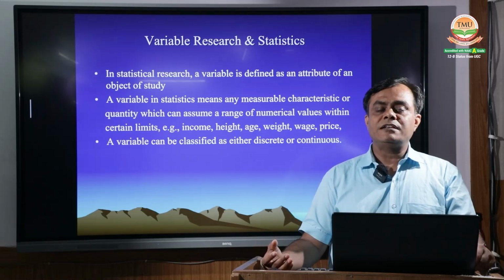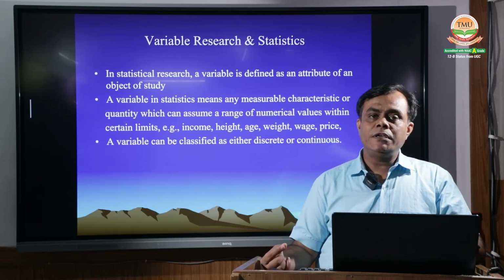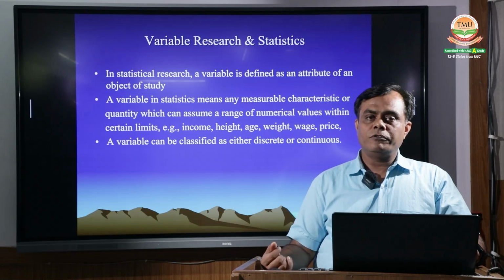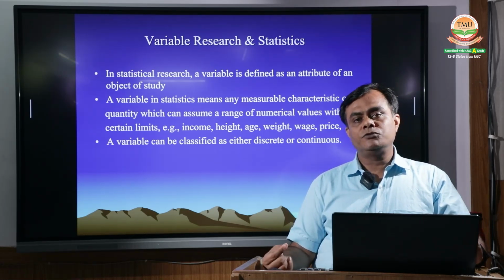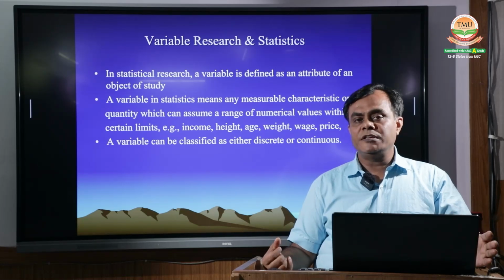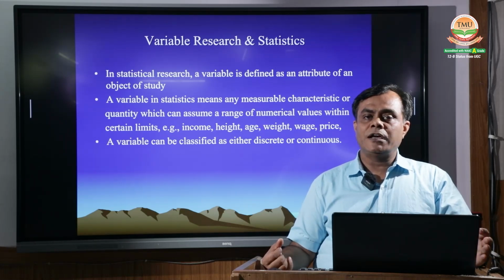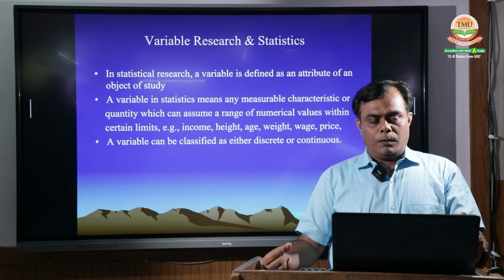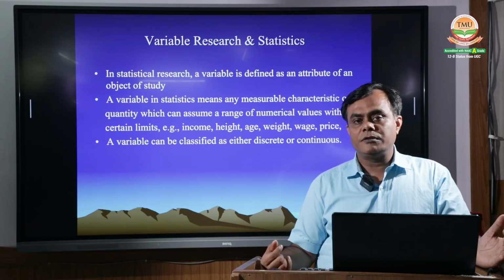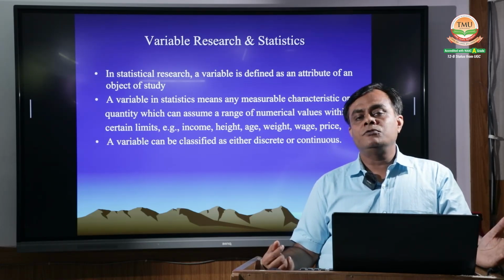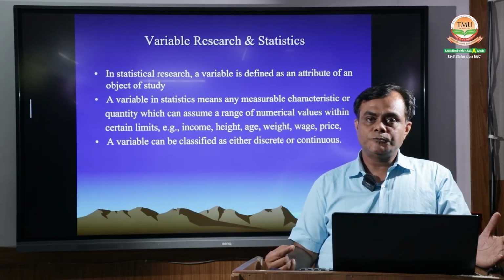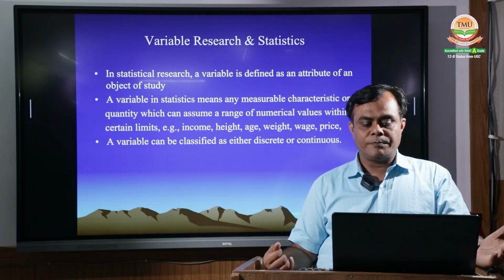Simply, we can say that a variable might be a quantitative variable or a qualitative variable. It can be an attribute, or it can be a quantitative term that can be measured. Sometimes a variable cannot be measured because it is not suited to measurement. In that case, we use different statistical methods to rank the variables, or to give preferences or priority.